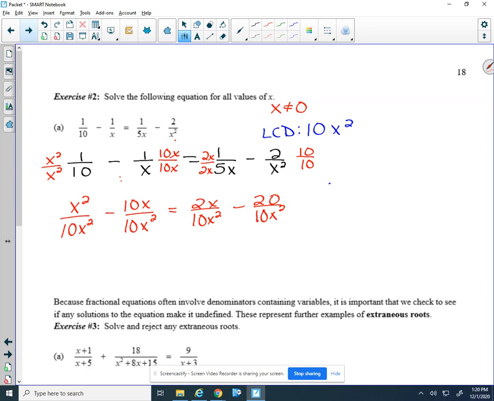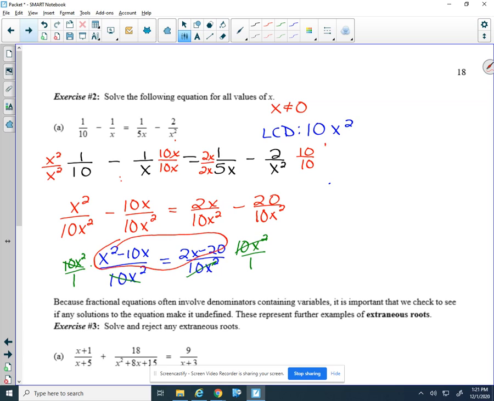So now we're going to bring those together so that they're one fraction on each side. So I have x squared minus 10x over 10x squared equals 2x minus 20 over 10x squared. Now that we have those single fractions on each side, same denominator, we can multiply by that LCD over 1 and cancel that out using that multiplication property of equality. This is my resulting equation. I'm going to write it over here.